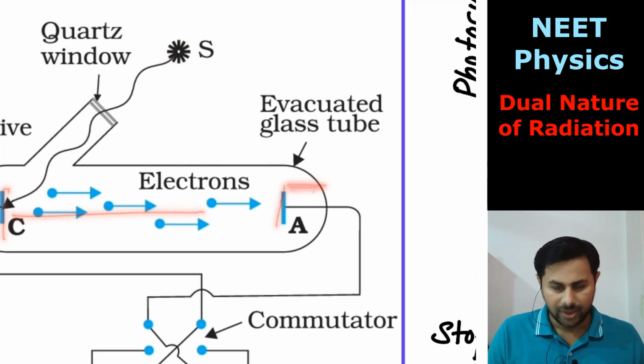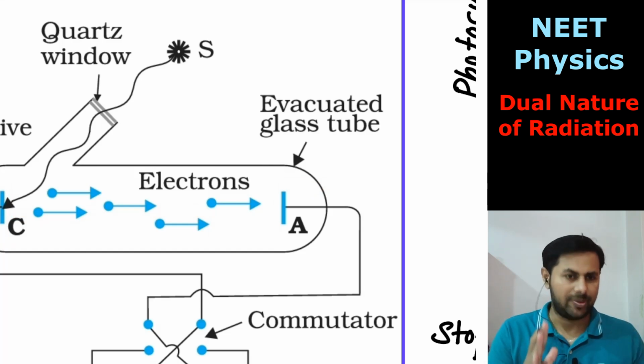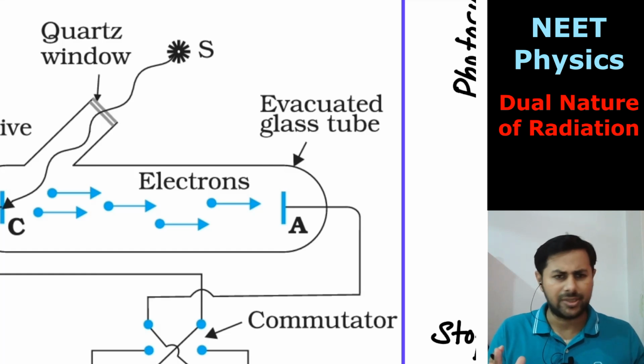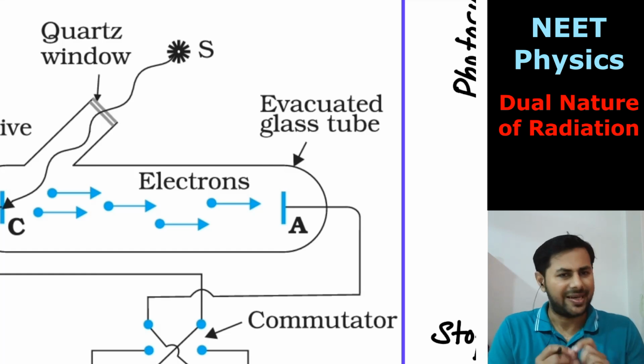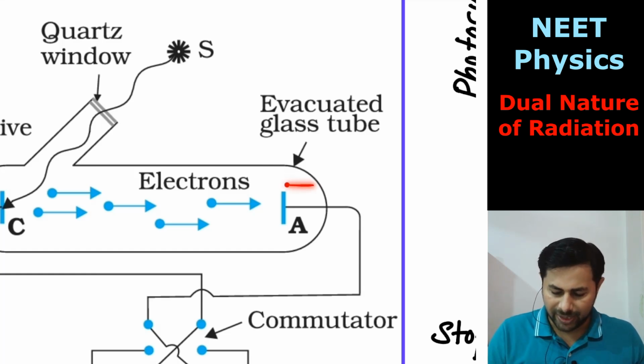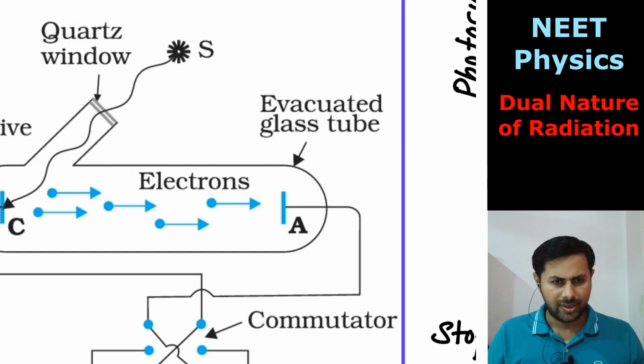Okay, what does it mean? You need to apply the same energy to stop electrons, and if you apply the same energy to stop electrons, that means electrons have the same amount of energy. Some electrons will be a little bit faster, some a little bit slower, but the maximum kinetic energy of electrons would be the same, because you need to apply the same negative potential over here. Is this thing clear?